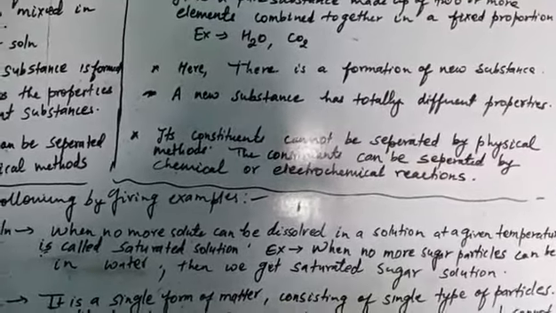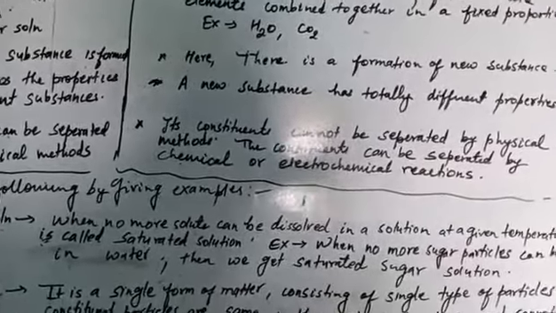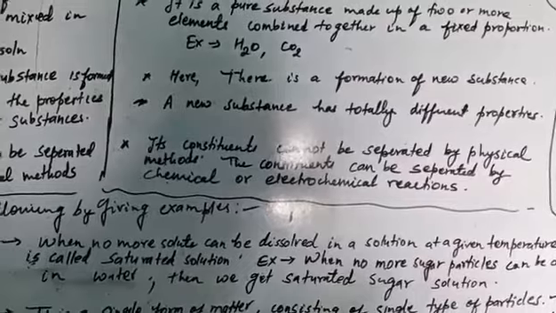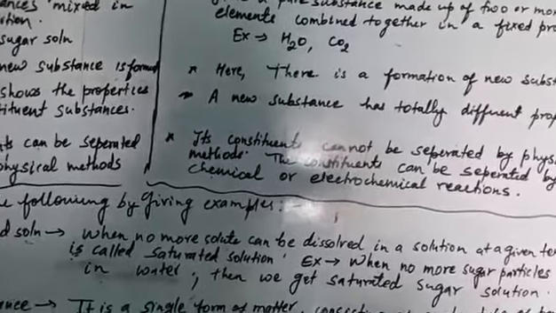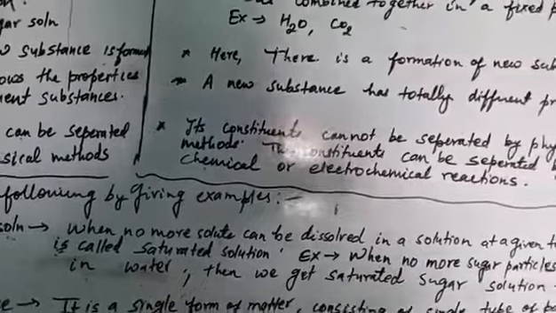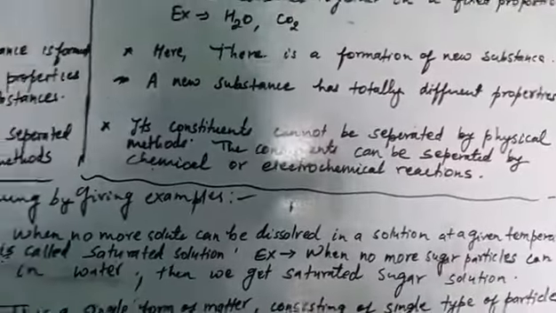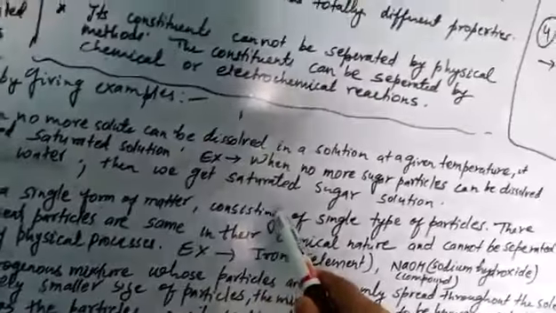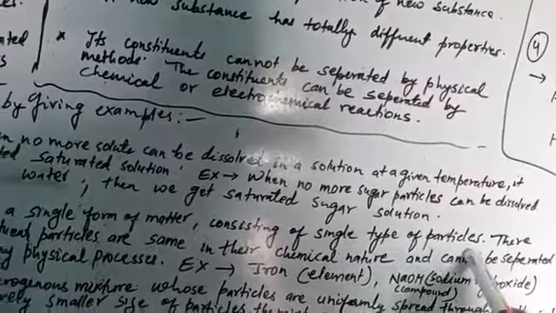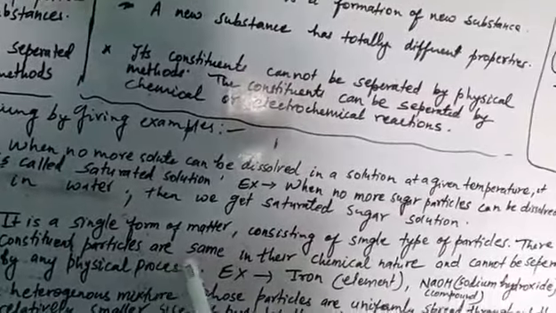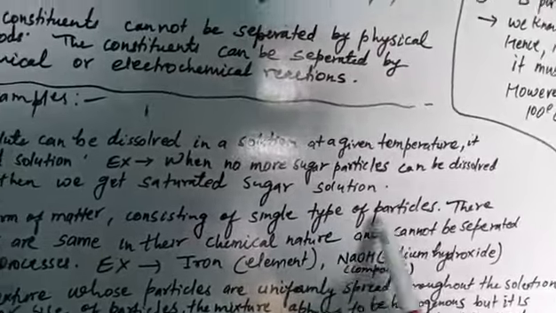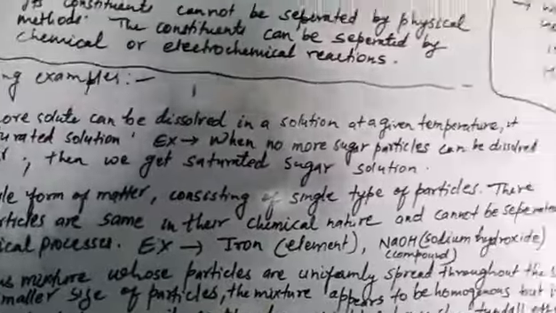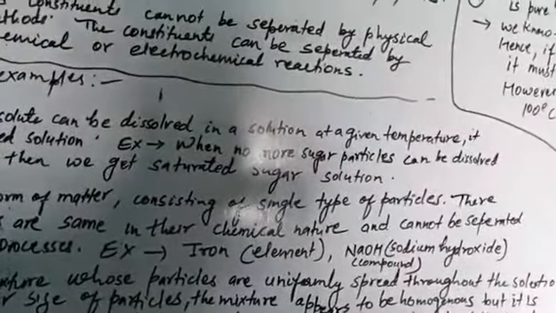Okay. So if we have added enough sugar and no more sugar crystals or particles are able to dissolve in the water, then we get the saturated sugar solution. Okay, now pure substance. It is a single form of matter consisting of a single type of particles, and these constituent particles are the same in their chemical nature and cannot be separated by any physical processes. So whatever elements and compounds are there, they are all pure substances.